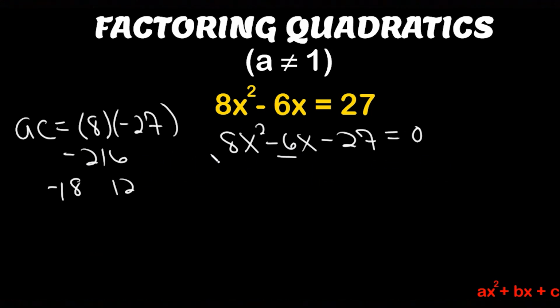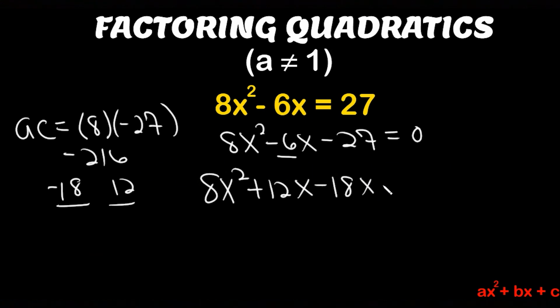Now I have to do factor by grouping because a is not equal to 1. So I'm going to rewrite it. I get 8x squared. And remember, you can grab either one. I could grab this one or this one. It doesn't matter. I'll just grab the 12. I'll put plus 12x here. And then minus 18x. And then minus 27, all equal to 0.